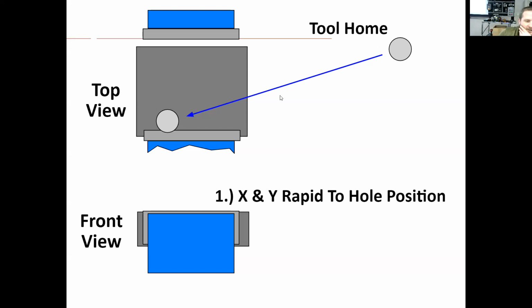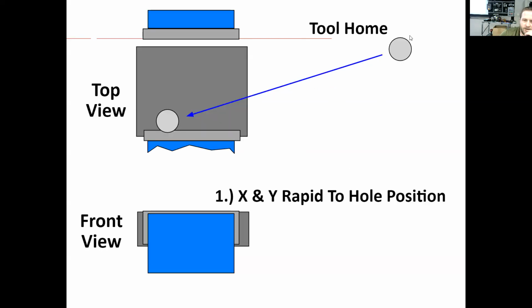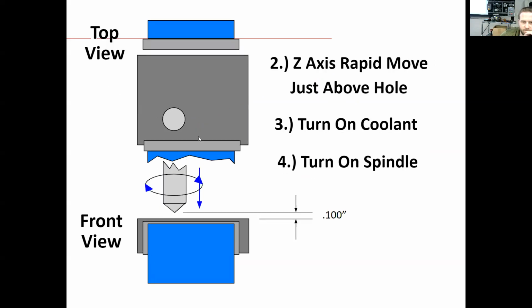Okay. So here's an example program. Drill a hole on a CNC vertical milling machine. So this is the home position, which is established either by default or where you tell it to in the parameters. And then if I remember right, we're going to tell this to go over the top of this hole, go down and drill, and then come back up.